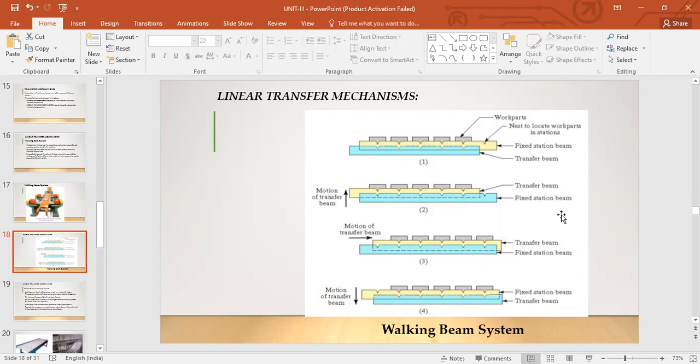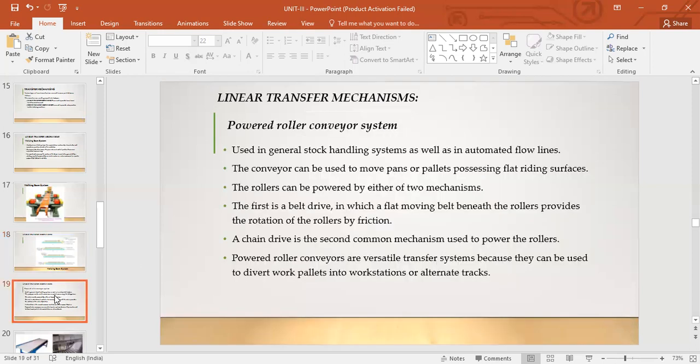And there is some confusion here. I have observed that the fixed beam you see in the first diagram, the yellow one, is referred to as a fixed station beam, and the sky blue is a transfer beam. In the next one, that is your transfer beam, and this is your fixed station beam. So there's a confusion here, but that video I hope will clarify. You designate only one as your fixed and the other as the transfer beam in all the diagrams, all the steps that you're showing. Okay, so I just wanted to clarify.